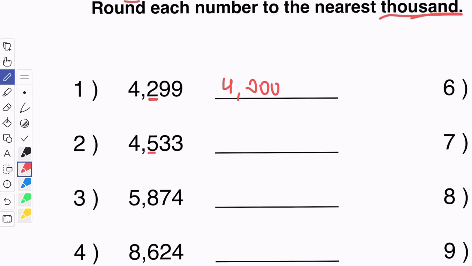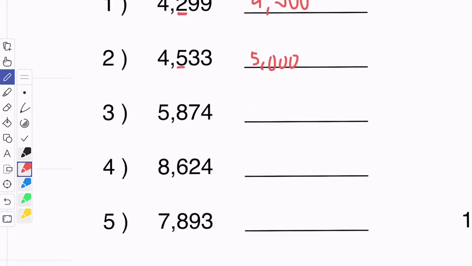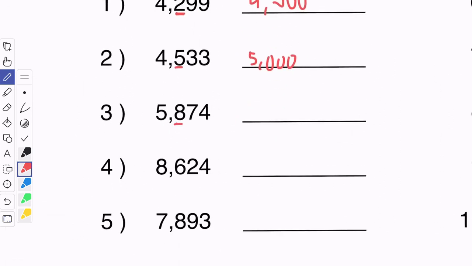So since this one is equal to 5, we're going to round up to 5,000. Greater than 5, we're going to round up to 6,000. Greater than 5, we're going to round up to 9,000. Greater than 5, we're going to round up to 8,000.